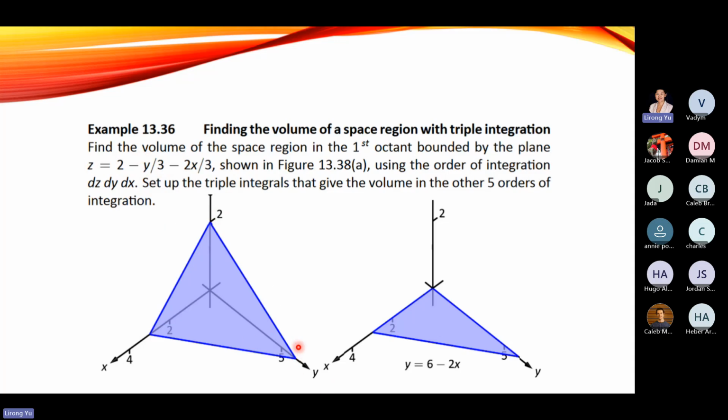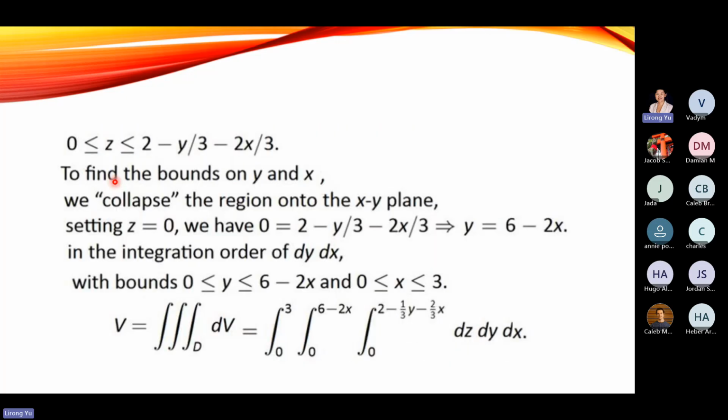So all these vertices of the triangle can be quickly identified by setting one of the coordinates, x coordinate or y coordinate, equal to 0. That's how we identify. Anyway, we project it onto the xy plane. That's what's on the right side, because that way we can identify the integration limits for y and x. So we're going to start with the first one.